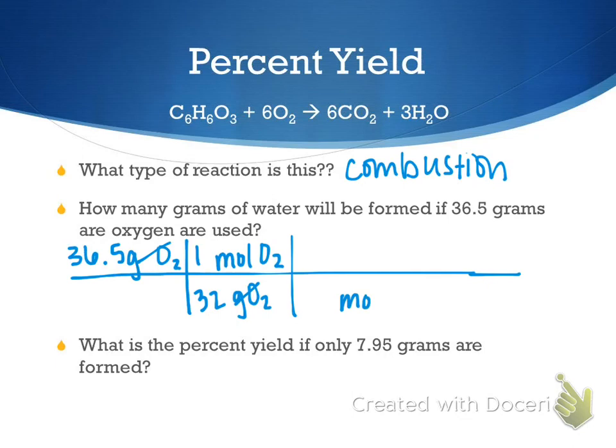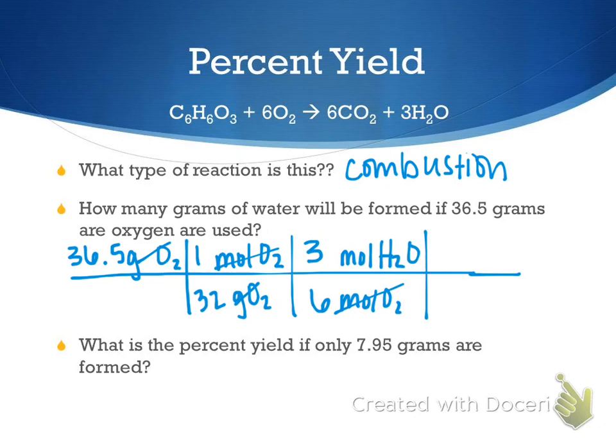Now I need moles of O2 to moles of, yep, good, moles of water. And where do these numbers come from? From our reaction, right? Those are our coefficients. So water gets a 3, O2 gets a 6. Now if I stopped right there, what would my units be? Moles of water, good, or H2O.